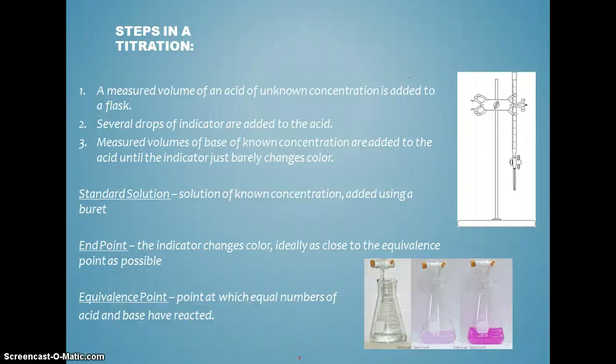The end point is when the color changes, okay, and that's when you stop adding base, is when you get that color change. And ideally, we want it close to the equivalence point. And the equivalence point is the point at which equal numbers of acid and base have reacted. The equivalence point is the point of neutralization, where we've completely neutralized them, we don't have excess of either one, and it's a neutral solution. Okay, so we hope that color changes around the same point at which we have a neutral solution.